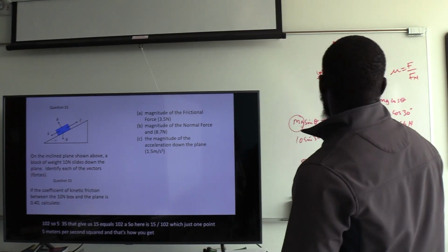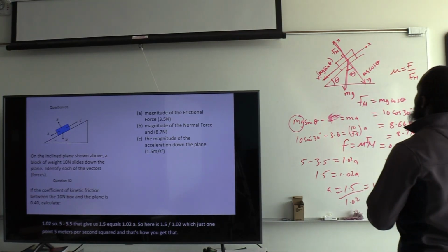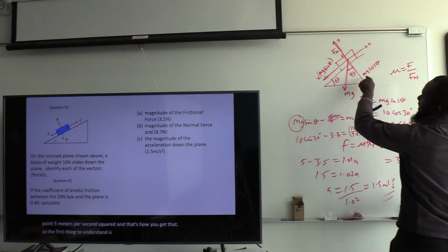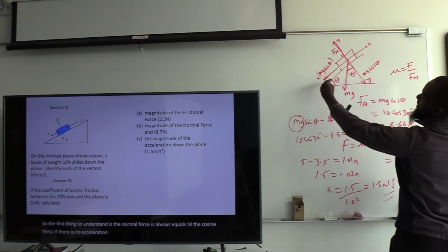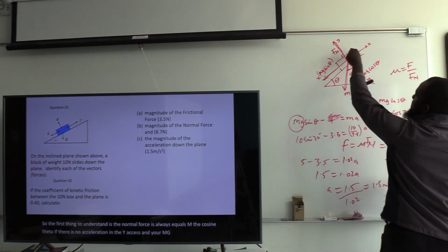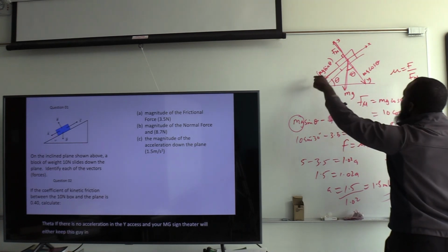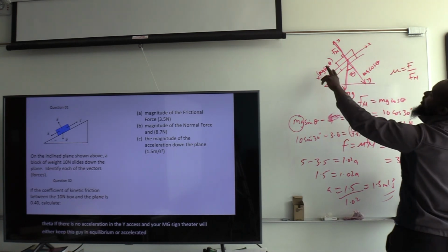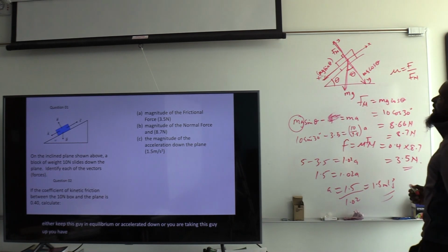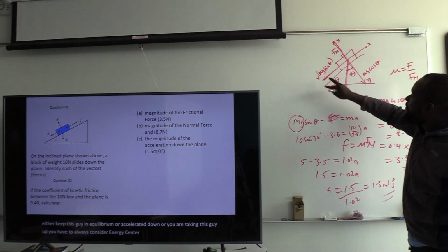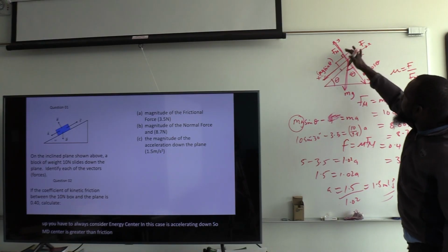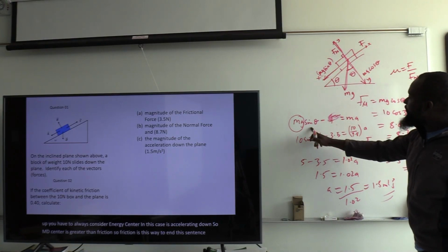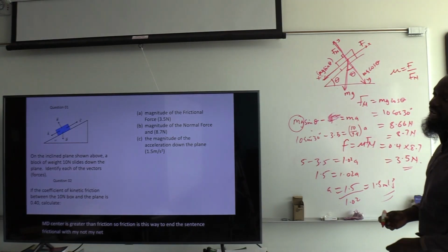So the first thing to understand is the normal force always equals mg cosine theta if there is no acceleration on the y-axis. And your mg sine theta will either keep the object in equilibrium, or accelerate it down, or you are taking it up. You have to always consider mg sine theta. In this case, it's accelerating down, so mg sine theta is greater than friction, so friction is this way. So mg sine theta minus friction will be my net force equals ma, and that solves the last part of the problem.